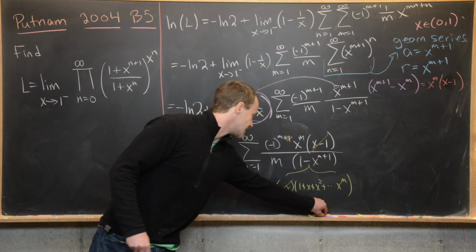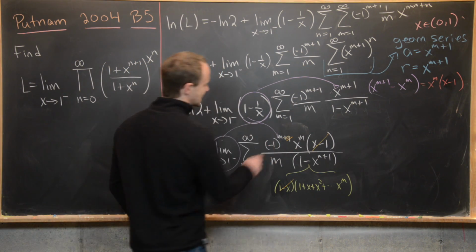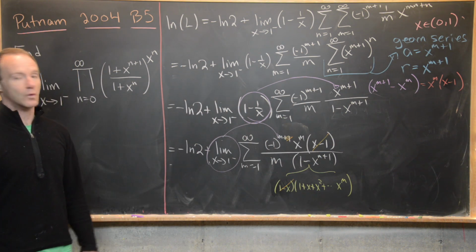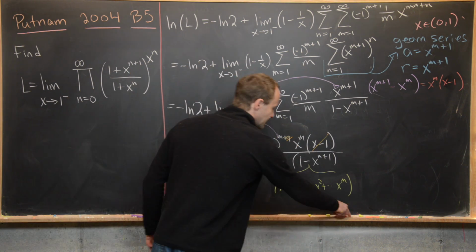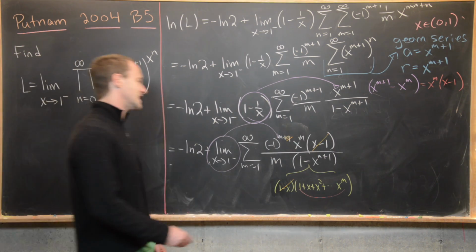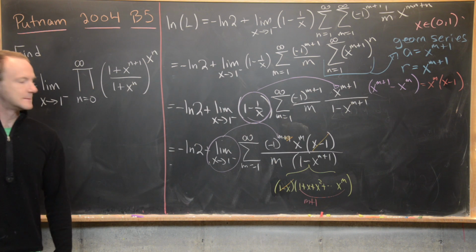And then next what we can do is bring this limit inside the summation. Again, that's because we have uniform convergence here. But then as x goes to 1, notice that this guy right here goes to 1. But then this guy right here goes to 1 plus 1 plus 1. But how many are there? There's m plus 1. So we have this is m plus 1.